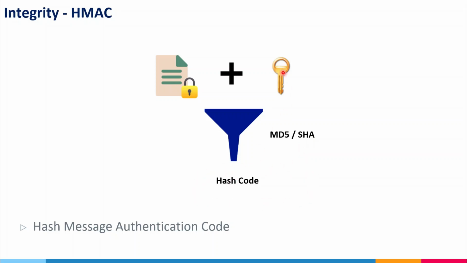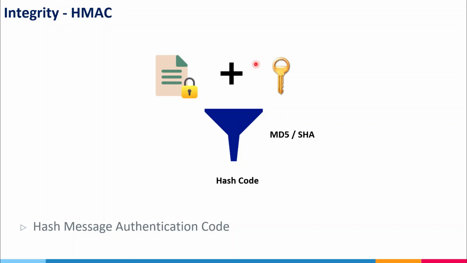Now the benefit is that even if a hacker comes in between, he won't have this shared key using which we have derived the hash code. Since he will not have this shared key, he will never be able to create a correct hash code. So when the message, combined with the shared secret, reaches the other end, it will again take the message, add the shared key, and then calculate the hash.